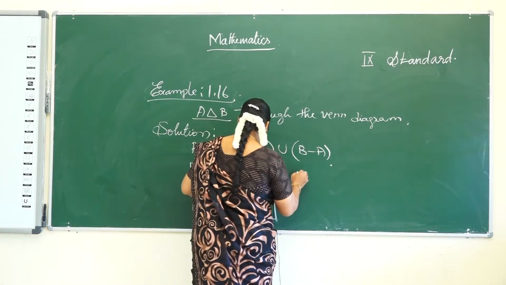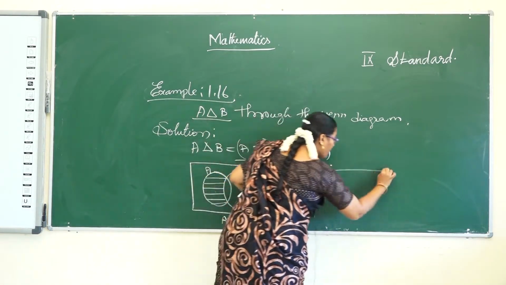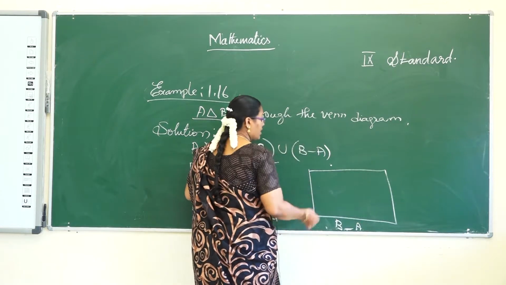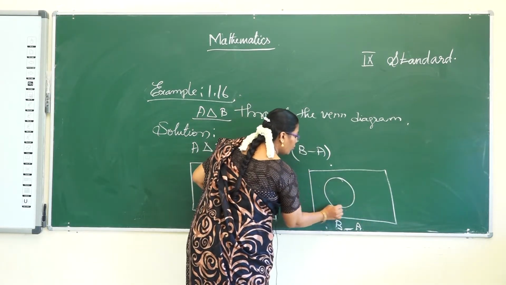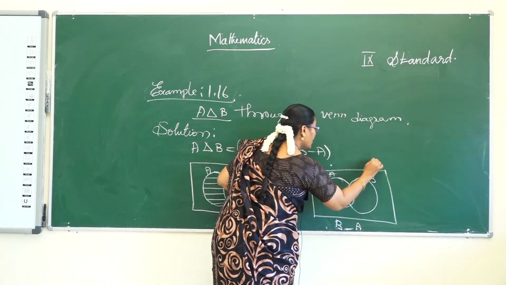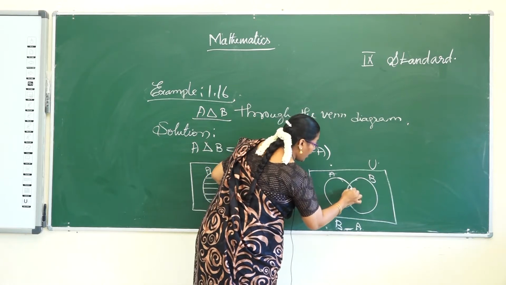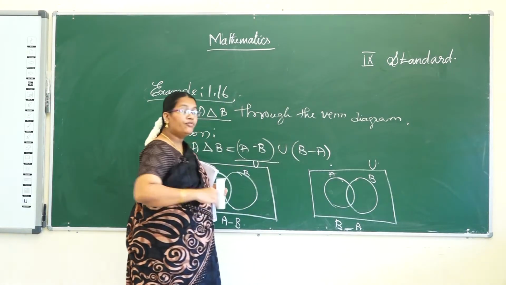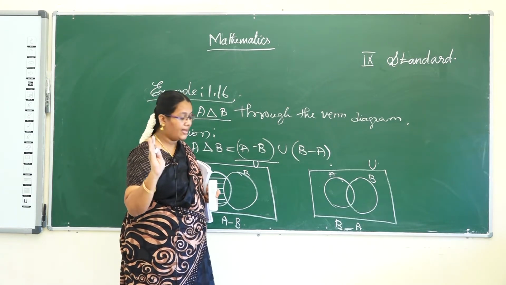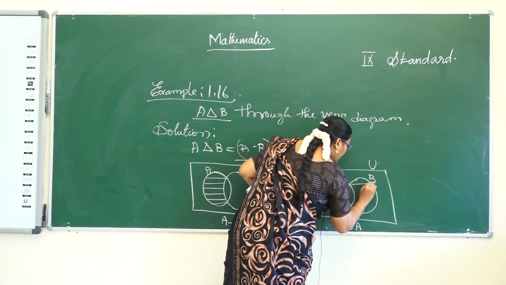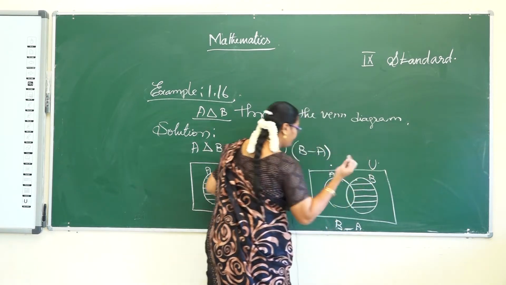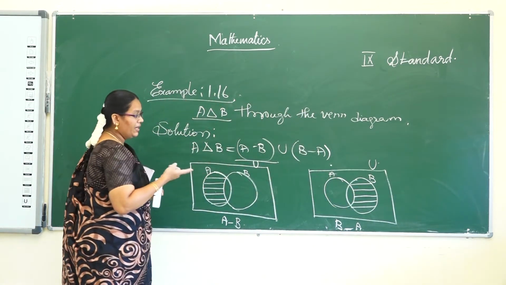And next to find out B difference A. Draw two overlapping sets A and B in the universal set, and then B difference A means all the elements should be in B only, not in set A. So shade this portion only. Okay, it is called B difference A.